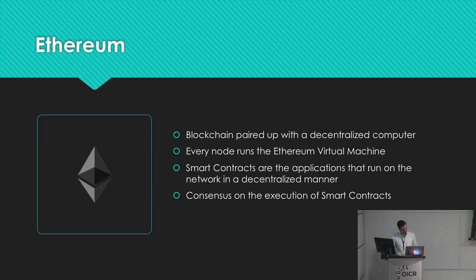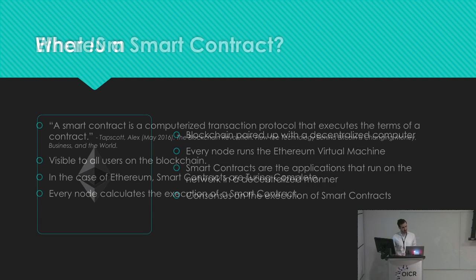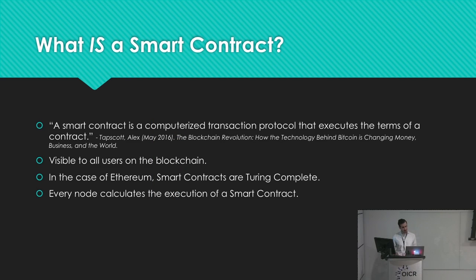So what is Ethereum? Ethereum is essentially you take a blockchain, or a blockchain implementation of a distributed ledger, and you pair it up with a decentralized computer. Every node in the Ethereum network runs something called the Ethereum virtual machine. Smart contracts you can think of as applications. Every node in that network runs or executes the smart contract, and they all have to come into agreement on the execution of that smart contract. A smart contract is a computerized transaction protocol that executes the terms of a contract. Kind of an interesting definition.